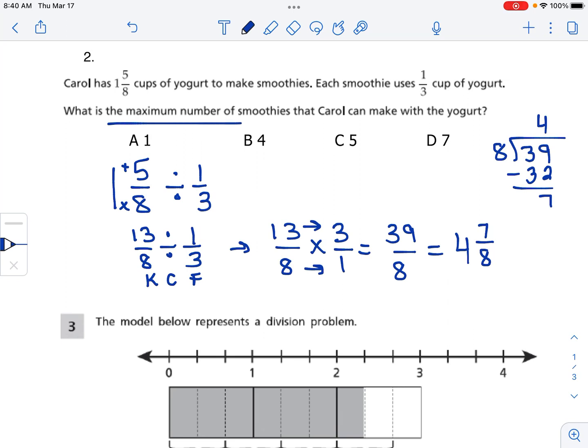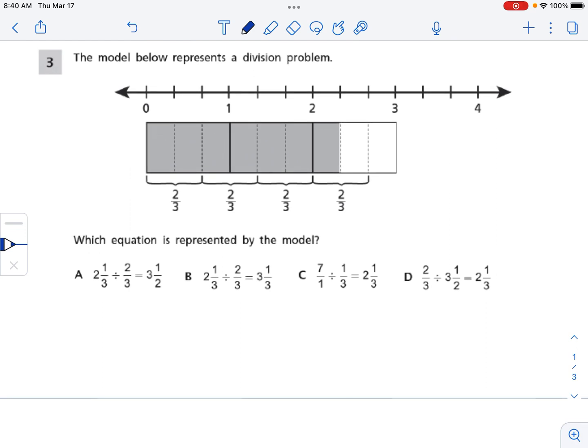So it's asking what's the maximum number of smoothies Carol can make. At most, Carol can make 4 whole smoothies. She'll make 7/8 of another smoothie, but that's not enough to make 5 whole smoothies. So 4 whole smoothies. All right, let's look at number 3.